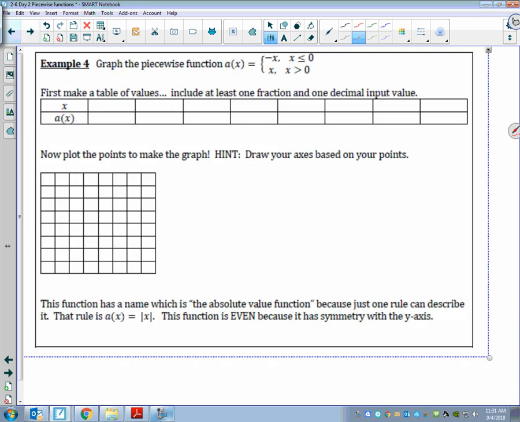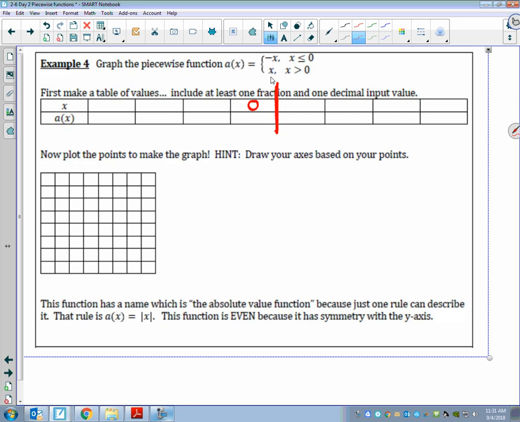So number 4 says graph the piecewise function negative x when x is less than or equal to 0 and x when x is greater than 0. It says first make a table of values. Include at least one fraction and make one decimal input. So we definitely want to think about dividing this. I'm going to divide it in half. We're going to make this our dividing line, which is 0. Which side is 0 included on? It's included over here, right?